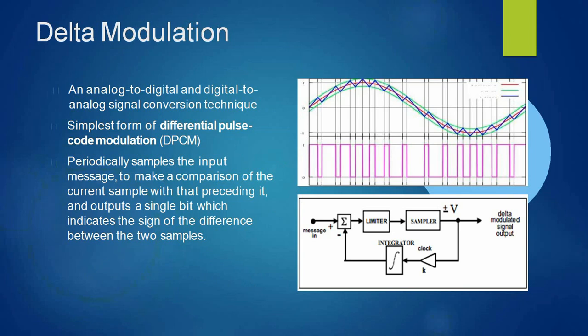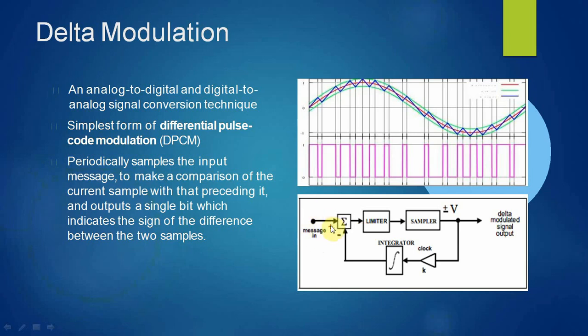Then delta modulation. Delta modulation is another type of modulation. Delta stands for the difference between two pulses. An analog to digital or digital to analog signal conversion technique is used here.